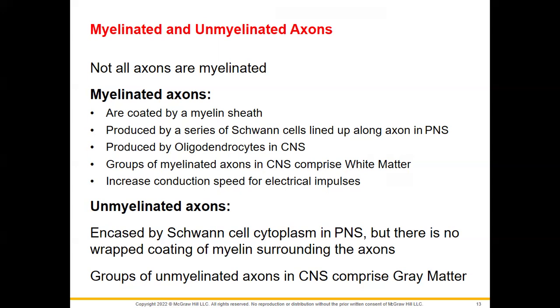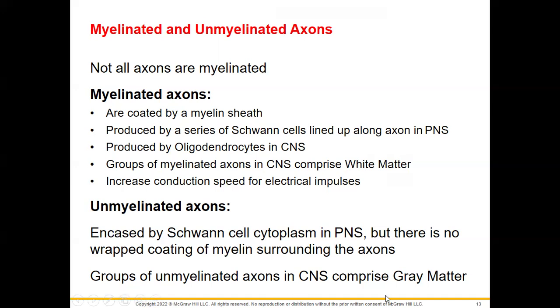There are axons that are unmyelinated, that do not have the myelin sheath around them. They are encased by Schwann cell cytoplasm in the PNS, but there's no wrapped coating of myelin surrounding the cells. So in the PNS, the unmyelinated axons are still wrapped with Schwann cells, but it's the cytoplasm of the Schwann cells, not the myelin sheath. In the central nervous system, where you see groups of unmyelinated axons, it looks more like gray matter.